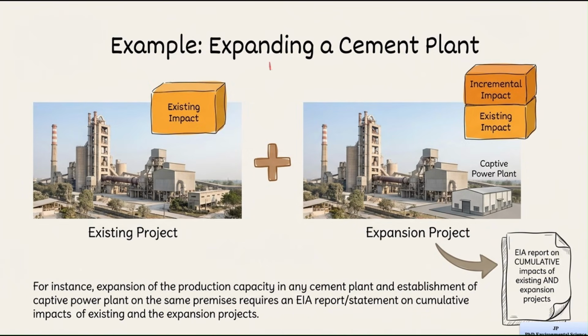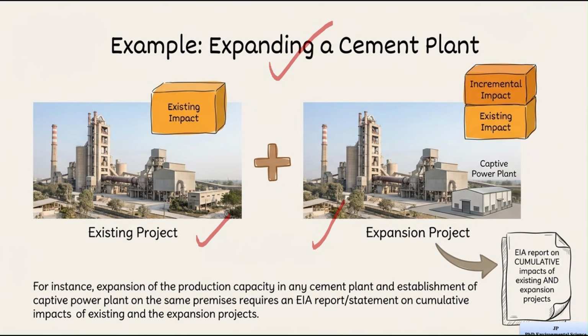Example, so what's happening here? The existing situation is a cement plant is already operating. It already causes air pollution, dust emissions, noise. So this is existing impact. New development, plant is being expanded, a captive power plant is added. This creates more emissions, more resource use. This is incremental impact, that is new added impact.